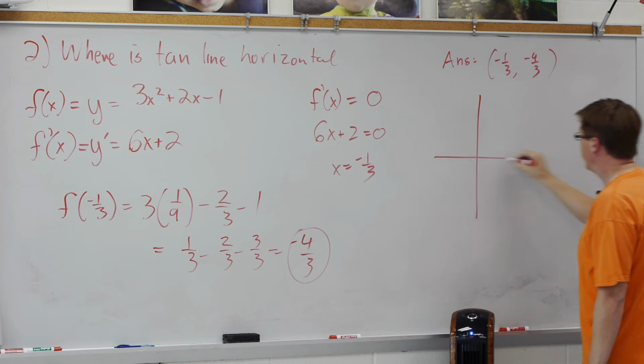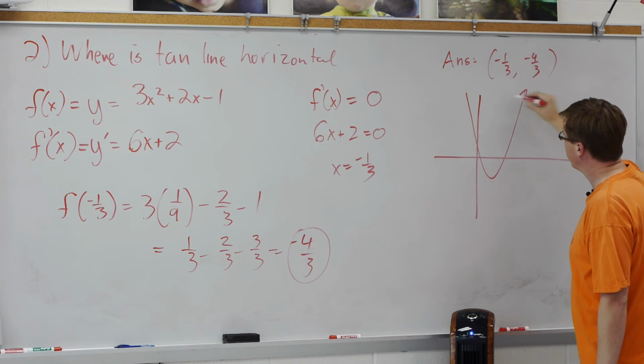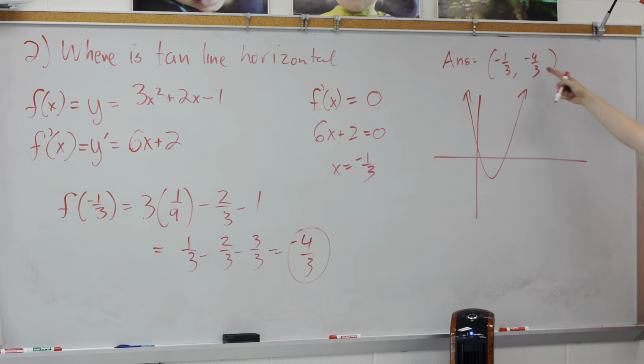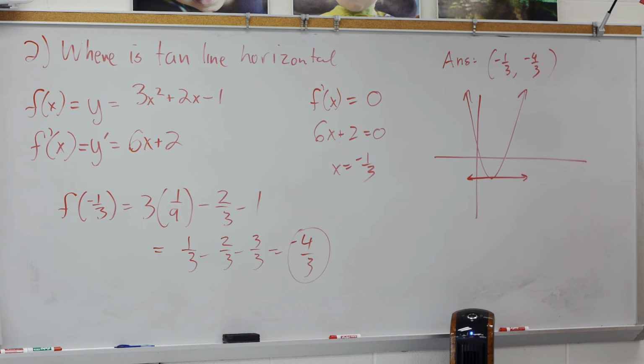Now, I didn't ask you to graph this, but this one's actually easy. I mean, this is a parabola, right? So, you know, it looks something like that. What is this point on the parabola? How would you describe where that point is? Yeah, it's that vertex point right there. Horizontal tangent line is going to happen at the lowest point on a parabola. So that's the point that we found.